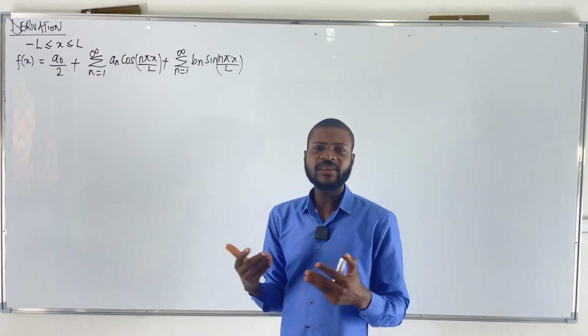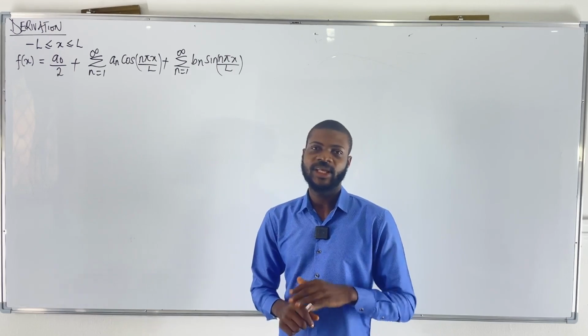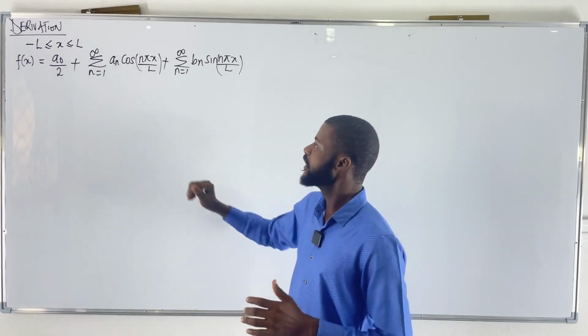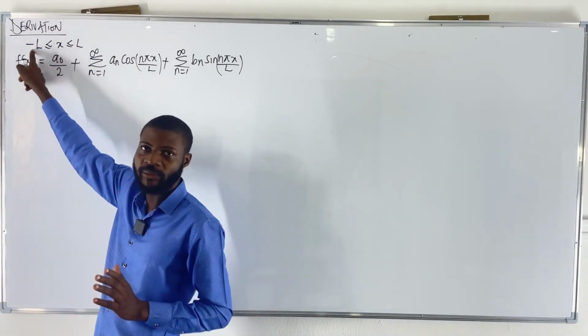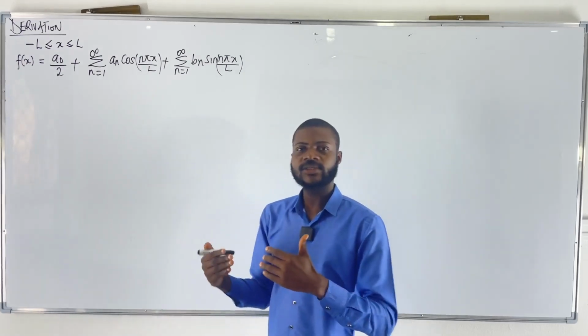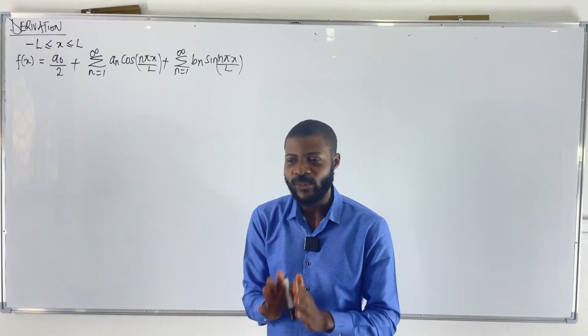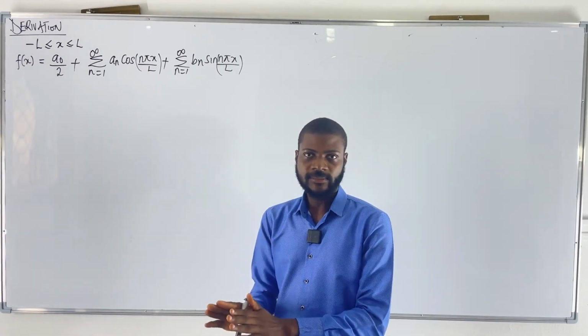Now here's the thing, it's actually very easy to find. But before then, let us slow down. This period here is the period 2L. But first of all, I want to derive this using the period 2 pi. And here's why: it is much easier to derive with the period 2 pi.